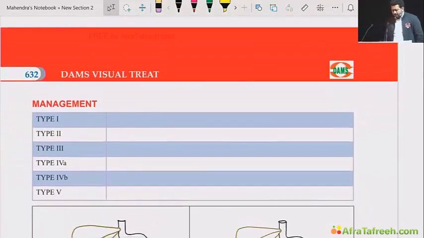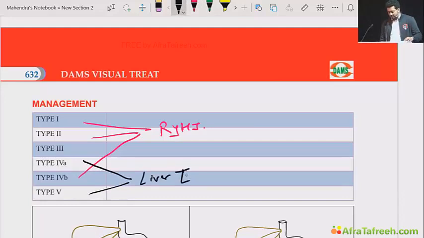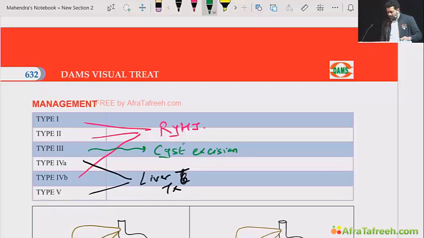For management, just remember for type 1, 2, and 4B, it is excision and Roux-en-Y hepaticojejunostomy. Type 4A and 5, where the cyst is present in the liver, the treatment is liver transplant. And for type 3, which is intraduodenal, you can go either via the duodenum or through the ERCP and do the cyst excision, I mean endoscopic or transduodenal excision of the cyst.